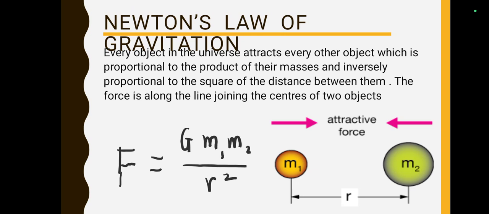So basically you can calculate it and find that F equals G m1 m2 divided by r square, where capital G is the gravitational constant with value 6.673 into 10 to the power minus 11 Newton meter square per kilogram square. m1 is the mass of one object, m2 is the mass of another object, and r is the distance between the two objects.